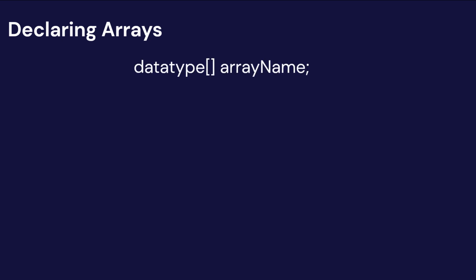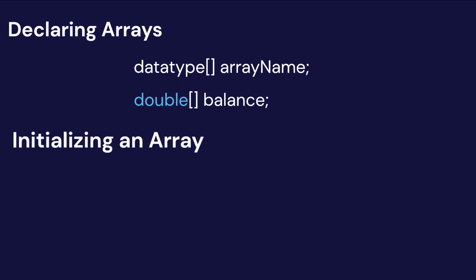To declare an array in C#, you can use the following syntax. Where data type is used to specify the type of elements in the array. Open and close brackets specify the rank of the array. The rank specifies the size of the array. Array name specifies the name of the array. For example, double[] balance.